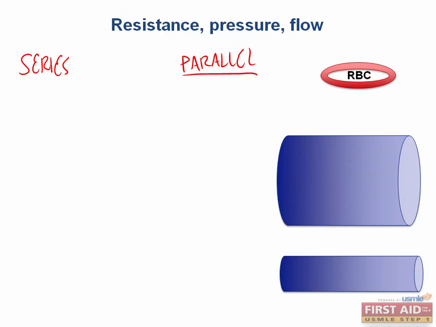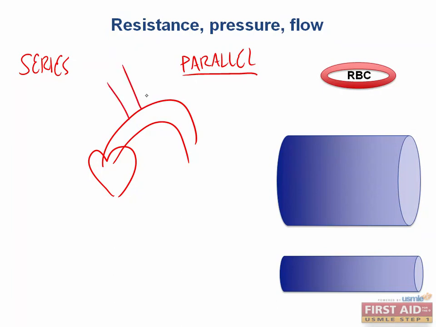So a parallel arrangement obviously means that the vessels are in parallel formation relative to each other. If you imagine this is the heart, and then we know that the aortic arch is formed after the left ventricular outflow tract. A great example of vessels that are arranged in parallel are right here. They come directly off the aortic arch. So this is our left subclavian, our right innominate, and our left common carotid. These are in parallel arrangement, as opposed to something that is in series, and it's usually within an organ.